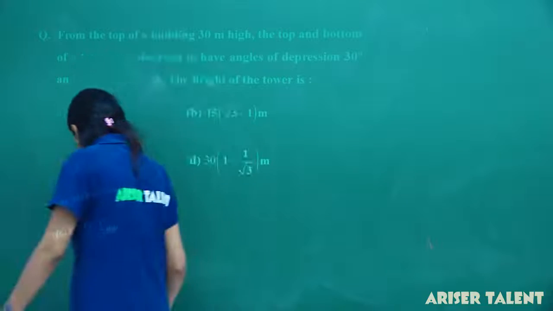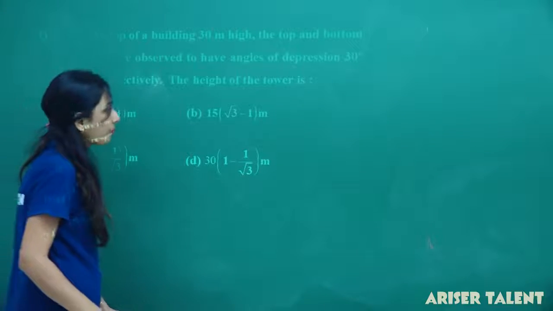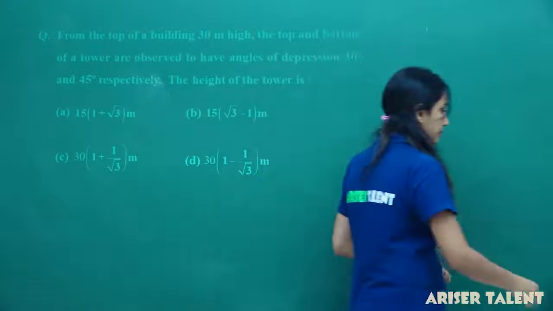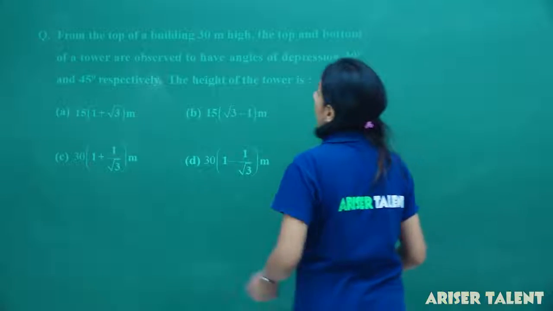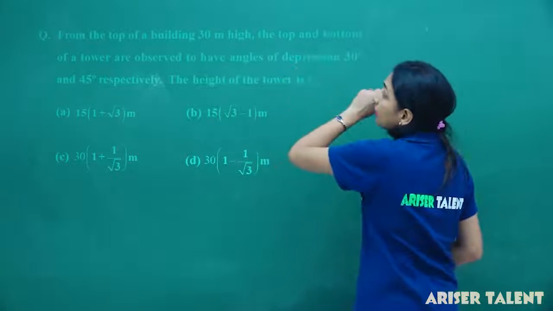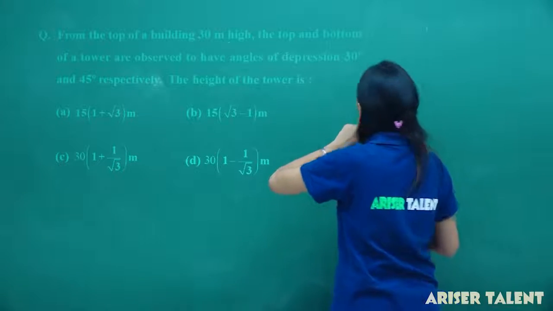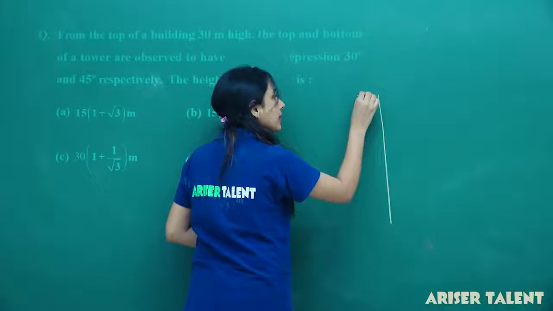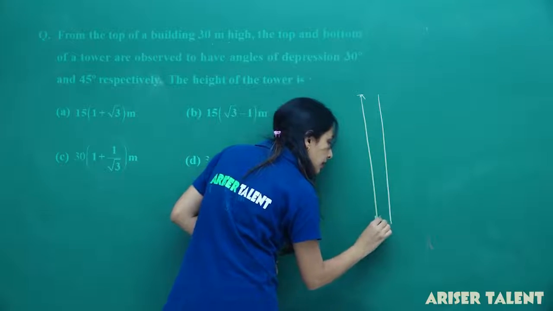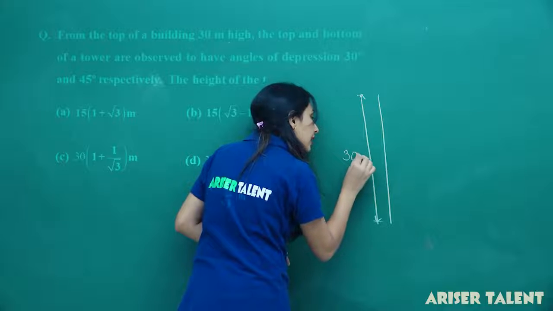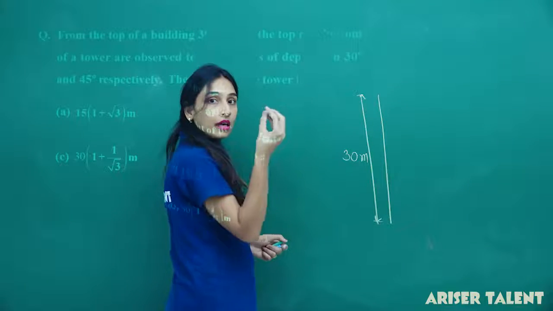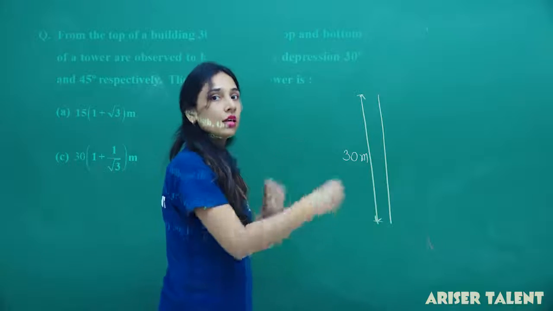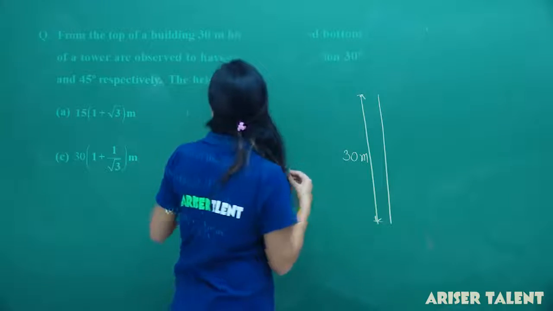Now, is it tricky? It's nothing like tricky. Just look here. From the top of a building 30 meter high. Okay, so we are given a building. This is a building which is 30 meter high. Try to have your pencil, your pen in your hand and just draw diagrams as the question is saying.